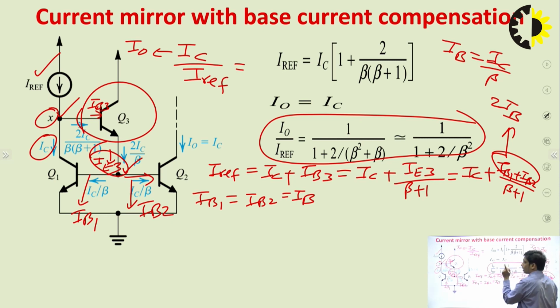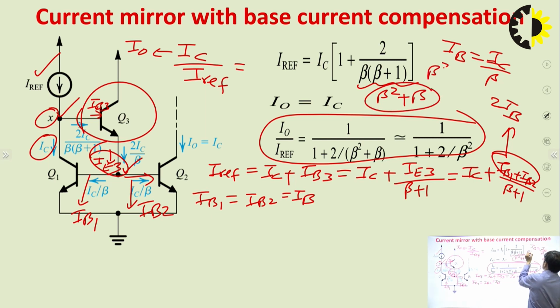But here we are taking one approximation. You can see this factor is beta into beta plus 1, so it will be beta square plus beta. The approximation is that beta square is very much greater than beta, and this is a valid approximation because beta is very high. So after taking this approximation, we get 1 upon 1 plus 2 by beta square.